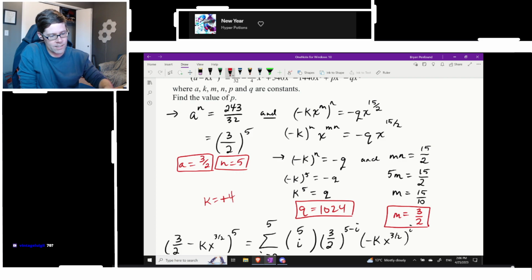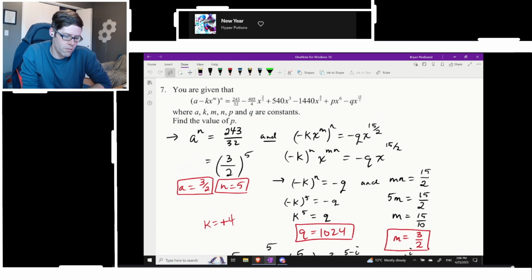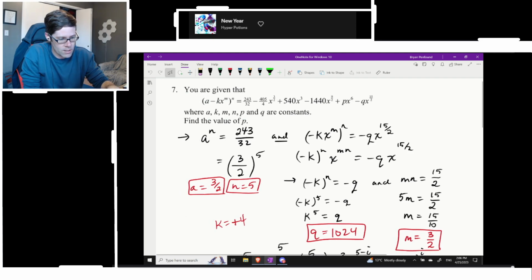Bam, 70 it is. Okay, so if we happen to know the value for q, can we solve now for p? That is the question. So we know what k is, we know what m is, we know what a, m, n. We know all of our parameters. We should be able to do the same thing to solve for p. So that's going to be our last step.